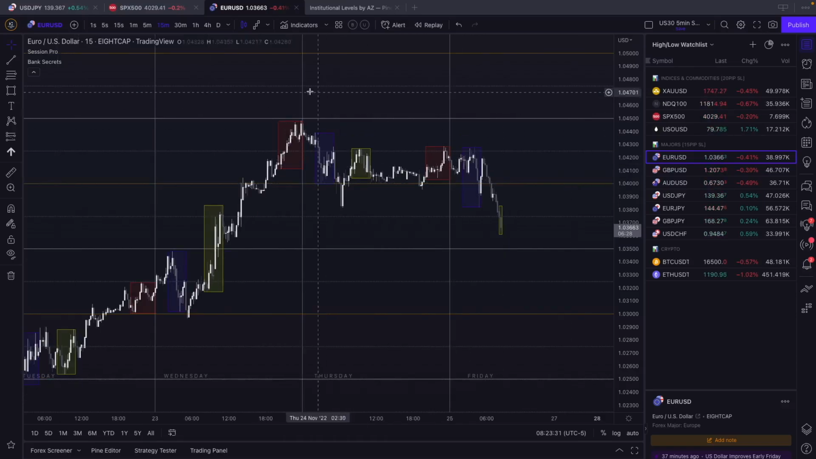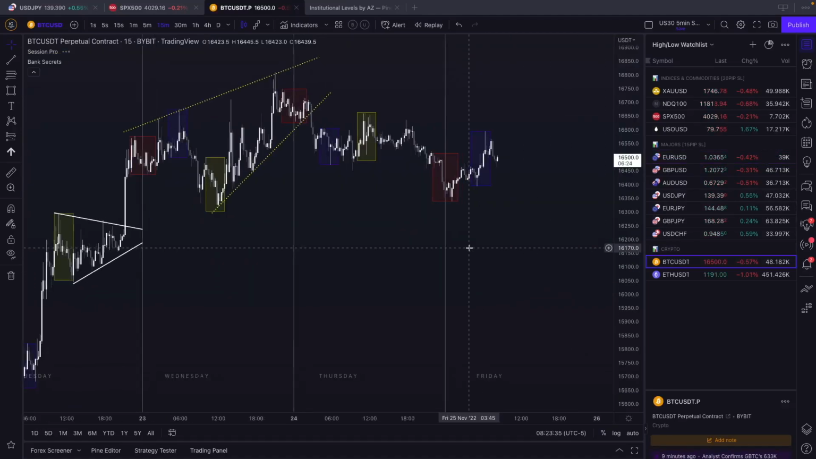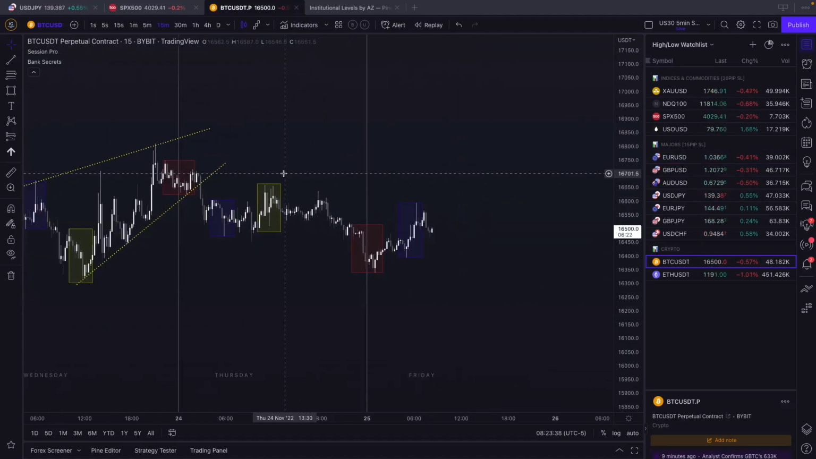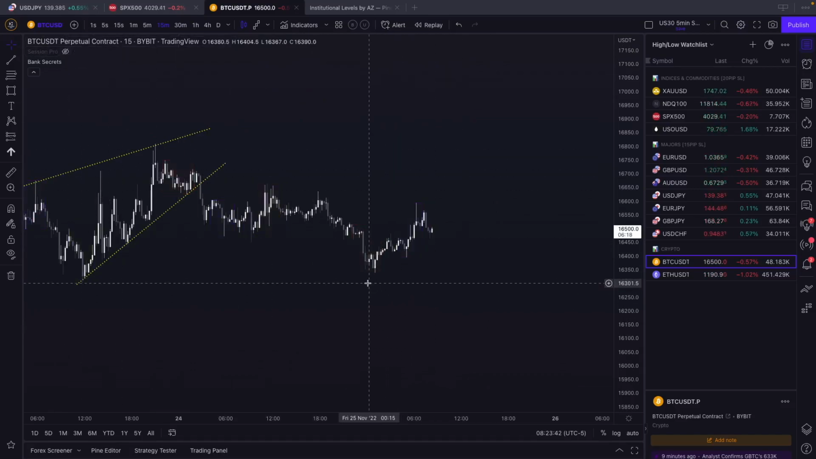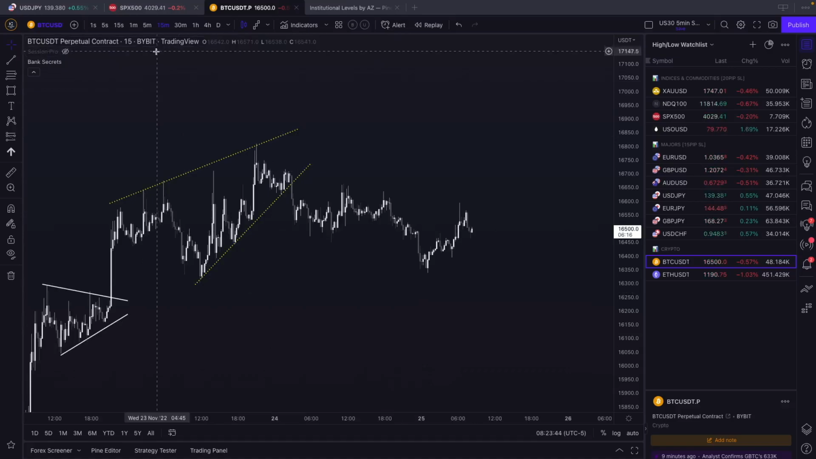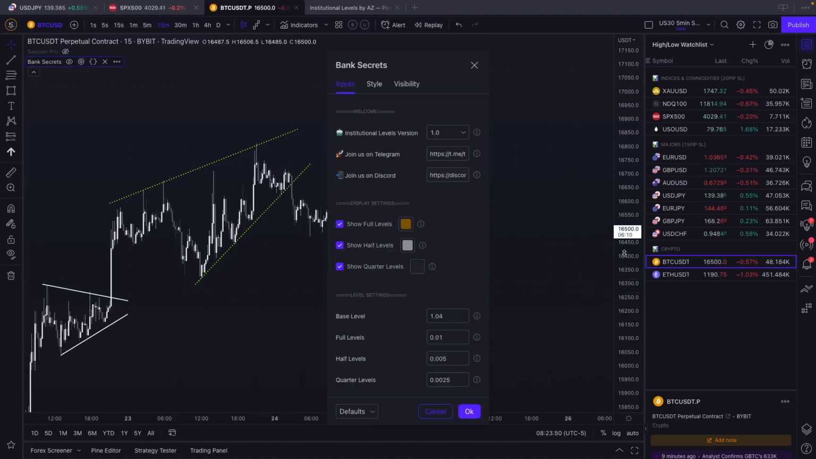And yeah, I think that's it for this video. I'm gonna show a quick crypto example how you would do it here. So basically what we have here now, let's turn off the Session Pro because the settings don't match up here with Bybit. I would have to switch over to 8cap. So on the bank secrets indicator, again, what are we going to do? We use the closest 000 level. That would be 16,500.